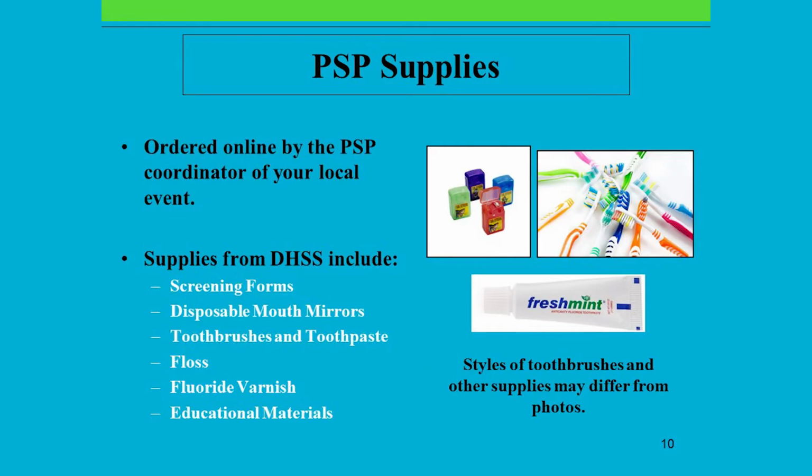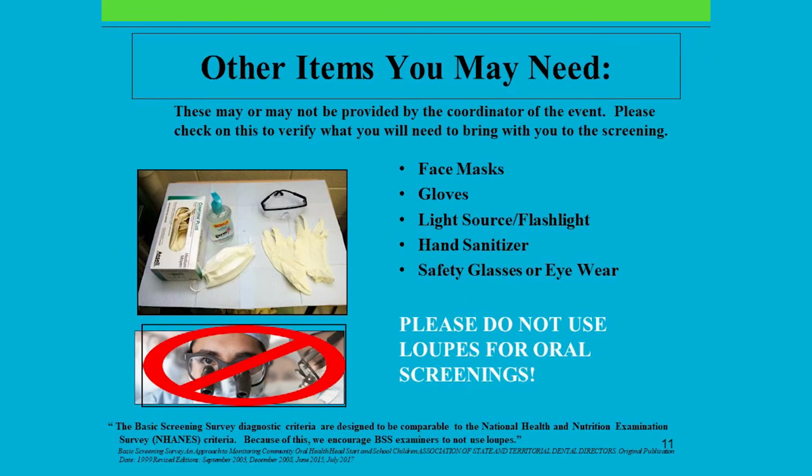The Department of Health and Senior Services, or DHSS, Oral Health Program provides free of charge many of the supplies that are necessary for a PSP event. These supplies include screening forms, disposable mouth mirrors, fluoride varnish, toothbrushes, toothpaste, floss, and educational materials. These supplies will be ordered by the PSP coordinator of your local event, typically a school nurse, and delivered directly to the PSP coordinator's location.